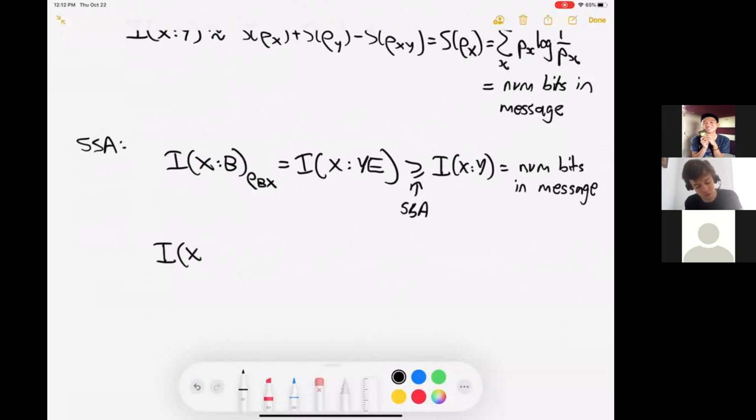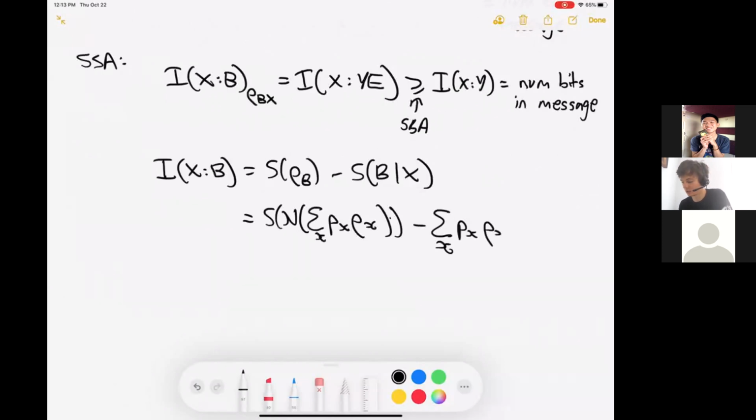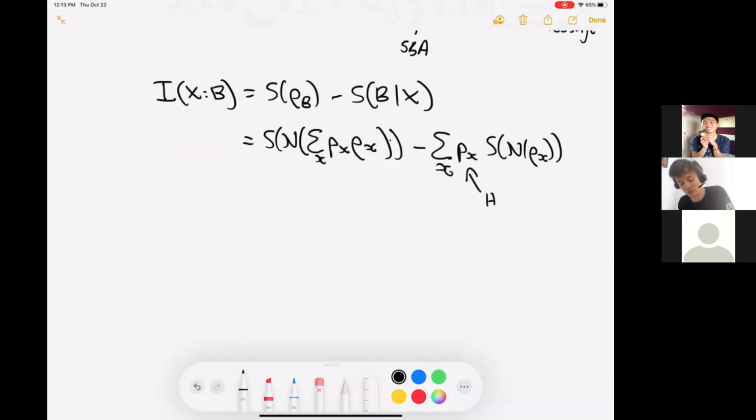What is the mutual information between X and B? Well, it's equal to the entropy of just rho on B, minus the entropy of B conditioned on X. That's one definition of the mutual information. This is just the entropy of N acting on the sum over X of p x rho x, minus the sum over X of p x times the entropy of N of rho x. So it's the difference between the entropy of the mixture and the expectation of the entropies of the states in the mixture. This whole thing is called the Holevo information.